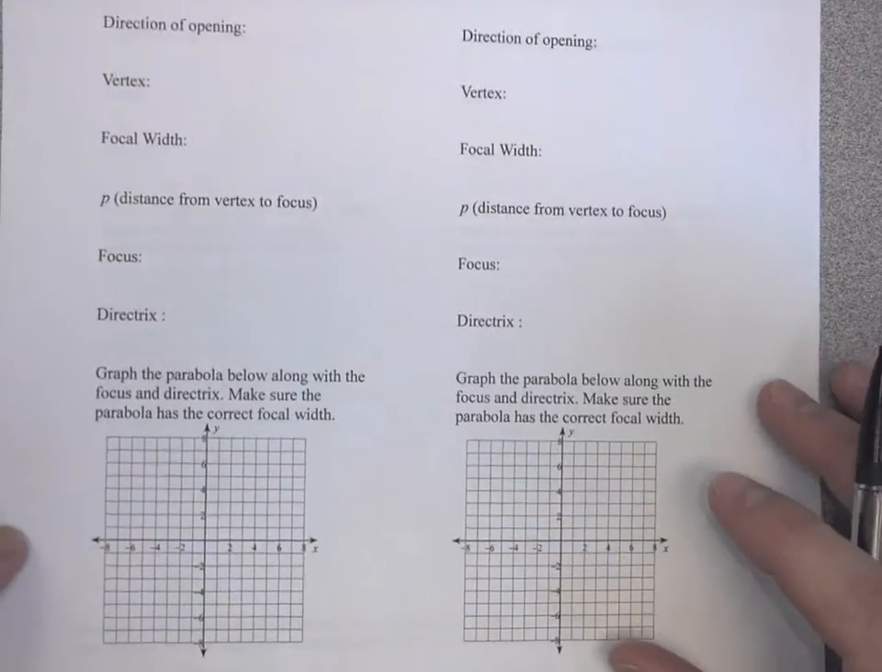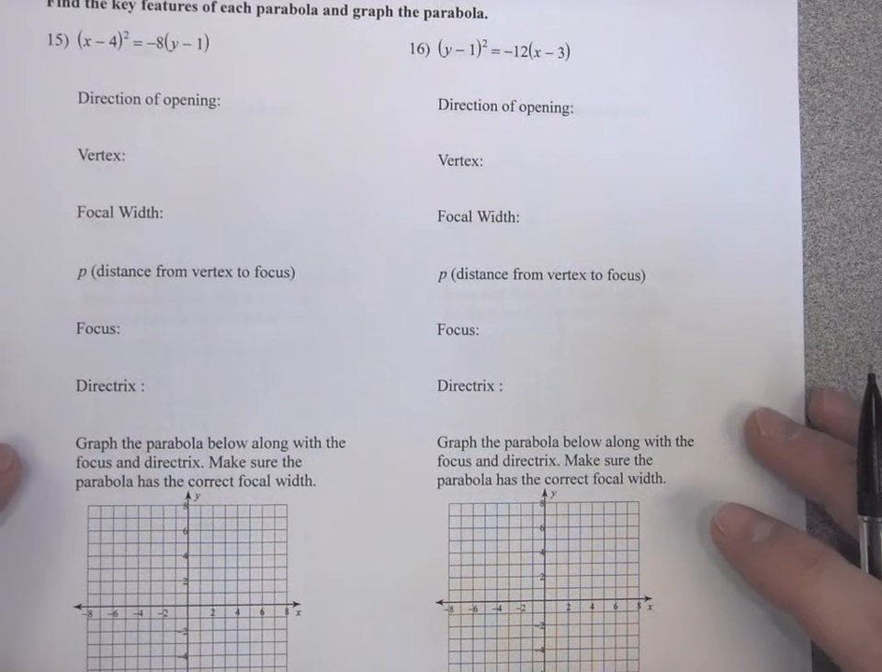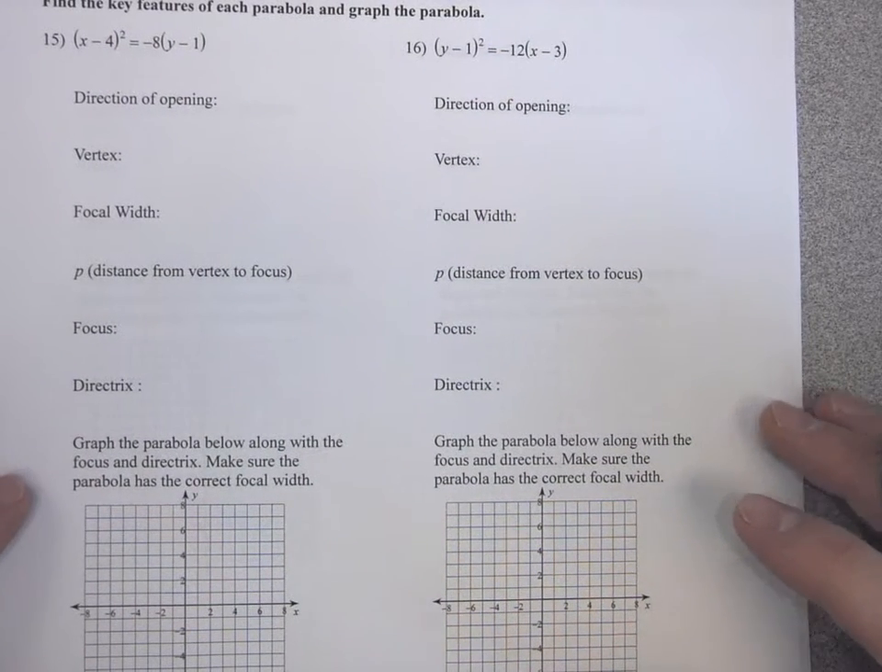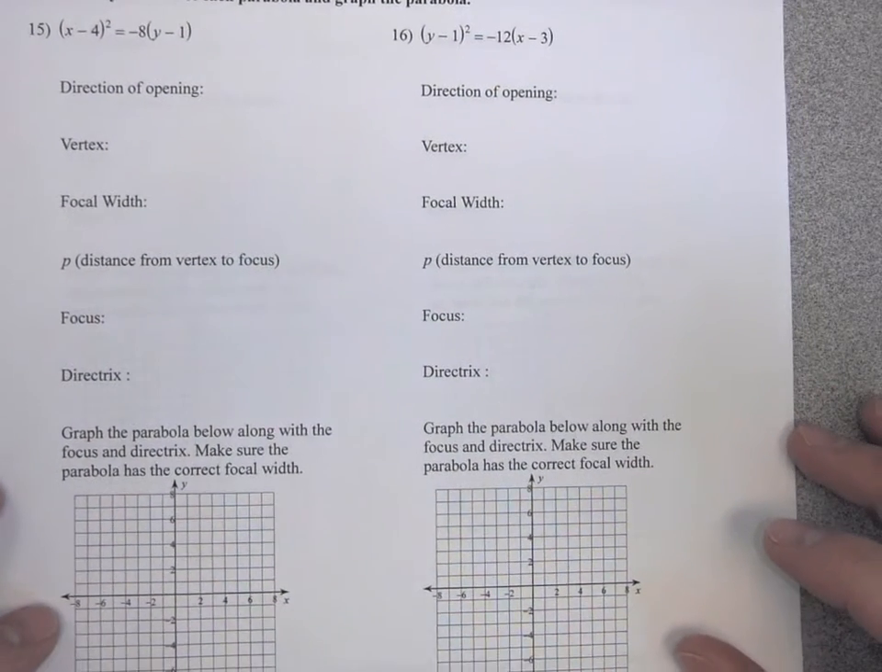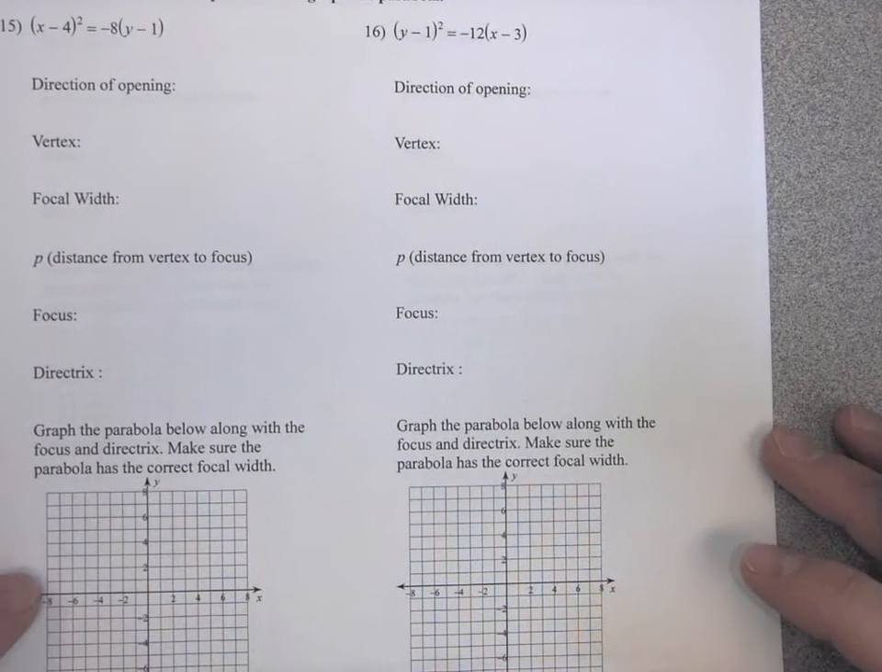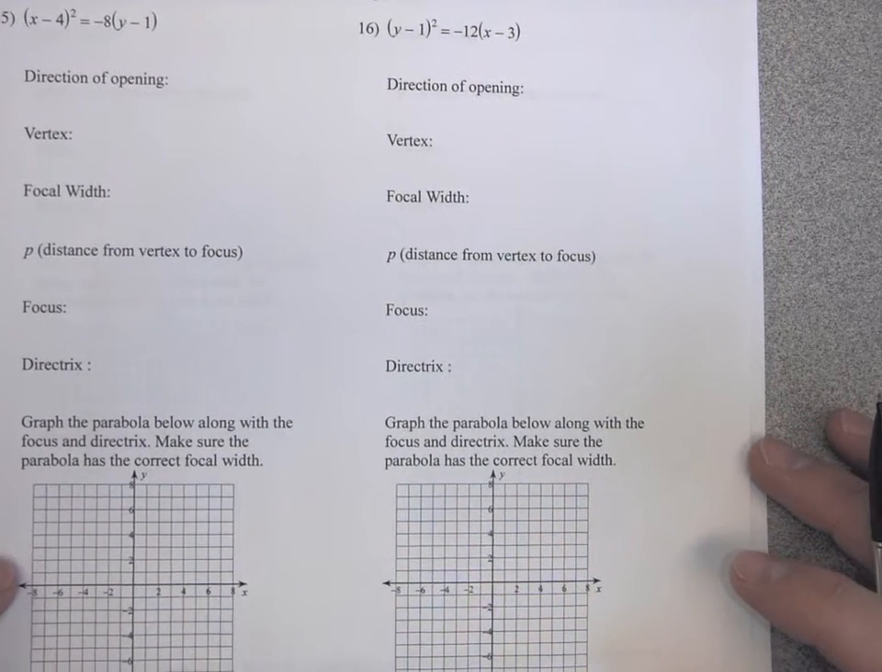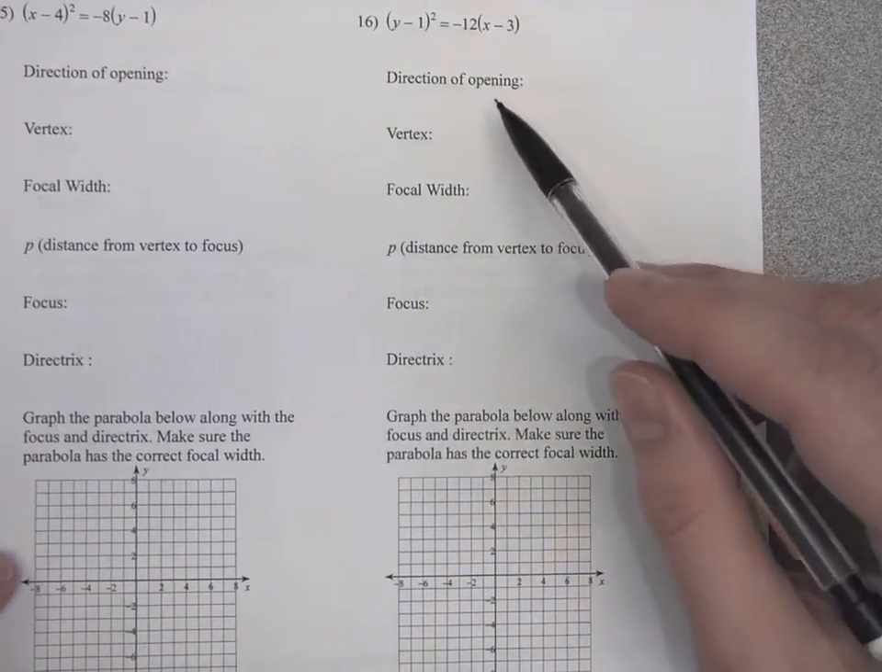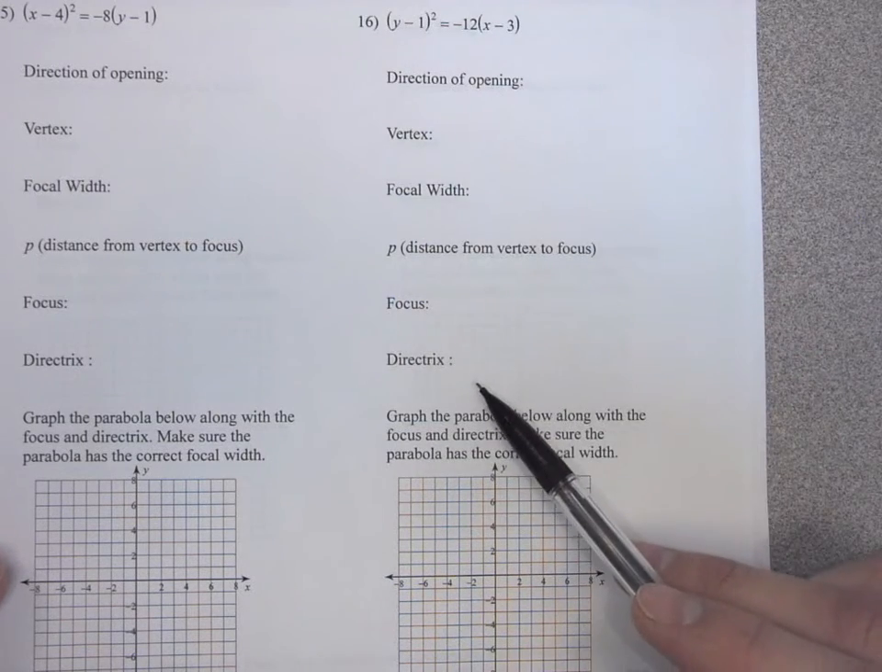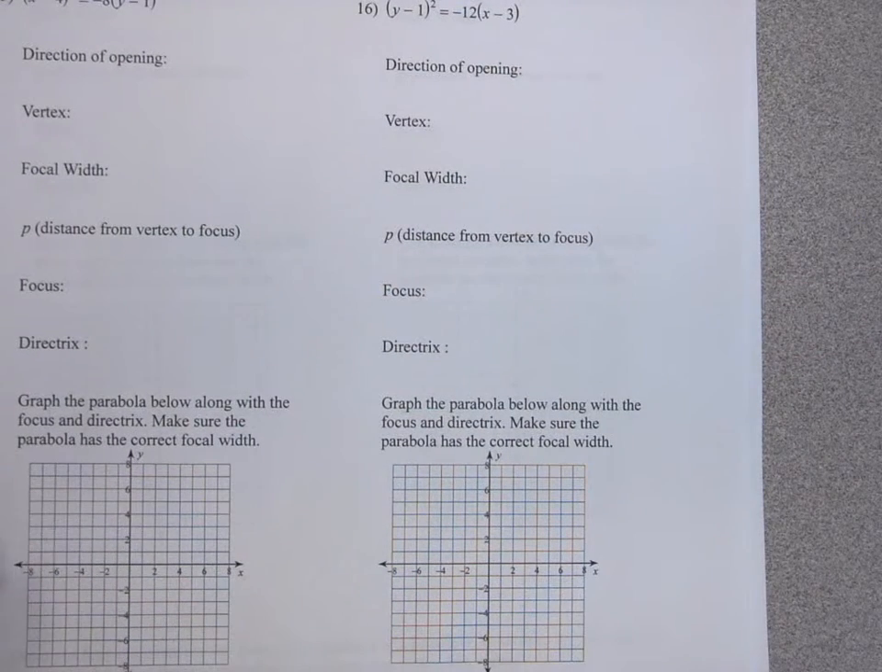I wanted to look a little bit more toward the second page and get you started on some of these. So we're going to pick one of these. I'm going to do number 16 with you here, and we're just going to work through each of these pieces. All these pieces are going to help us graph this parabola.